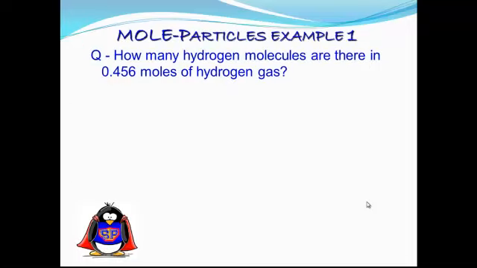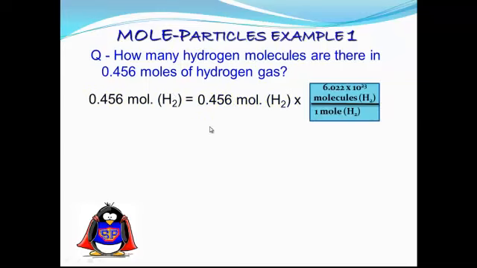Okay, let's solve some problems with the mole concept. In this case, the question is how many hydrogen molecules are there in 0.456 moles of hydrogen gas. The question asked is how many hydrogen molecules, and what has been given? The moles of hydrogen gas, and hydrogen gas is composed of hydrogen molecules. So what you start with is 0.456 moles of hydrogen gas. Remember the diatomic elements, it is always H2. We can start with that.